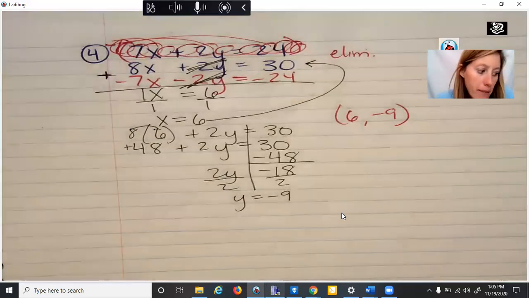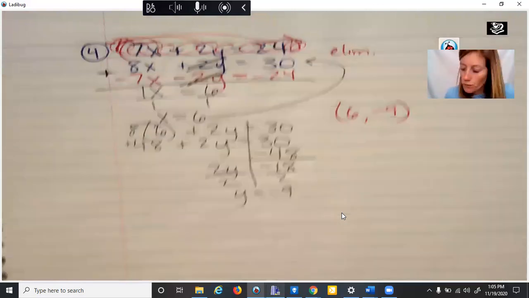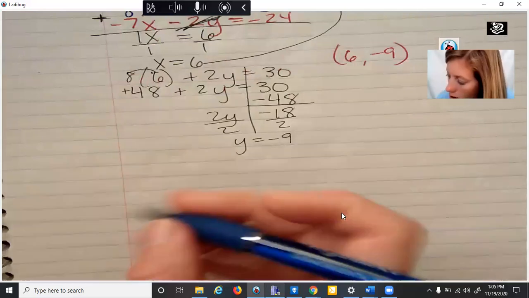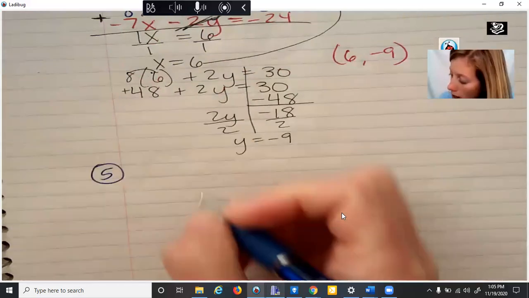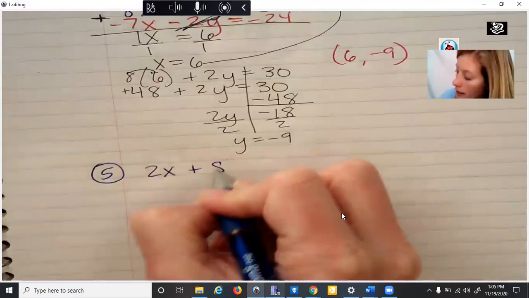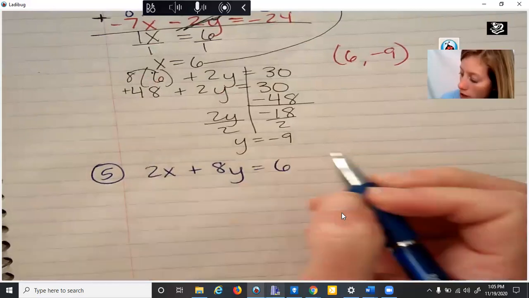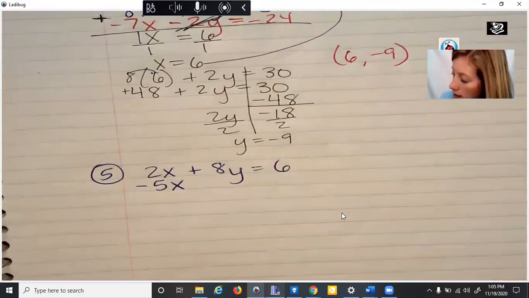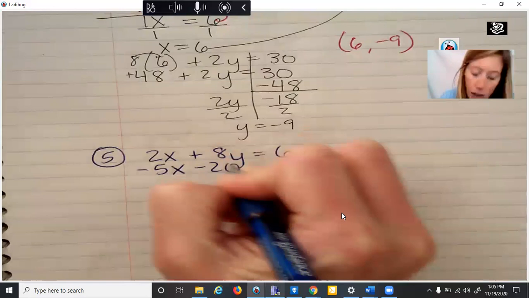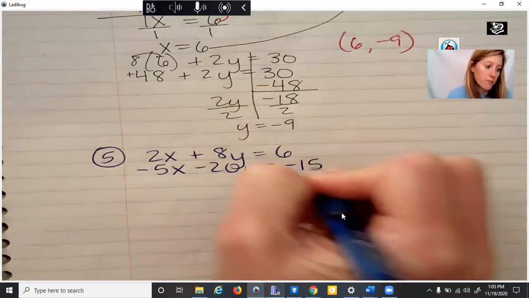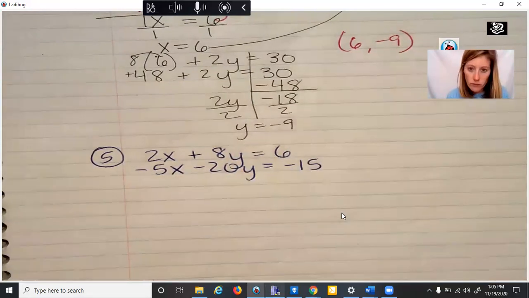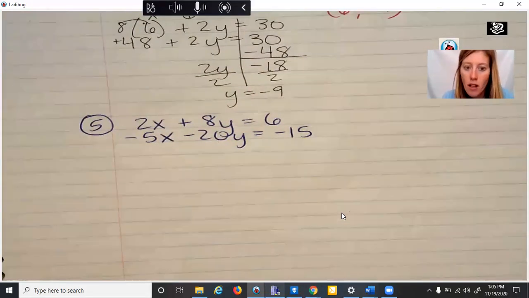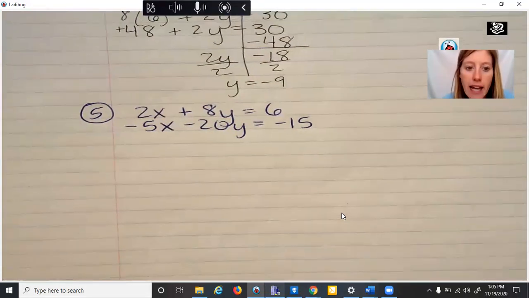Does anybody need more time to write? All right, number 5: 2x plus 8y equals 6. I'm gonna show you something new on this one. 2x plus 8y equals 6, -5x minus 20y equals -15.